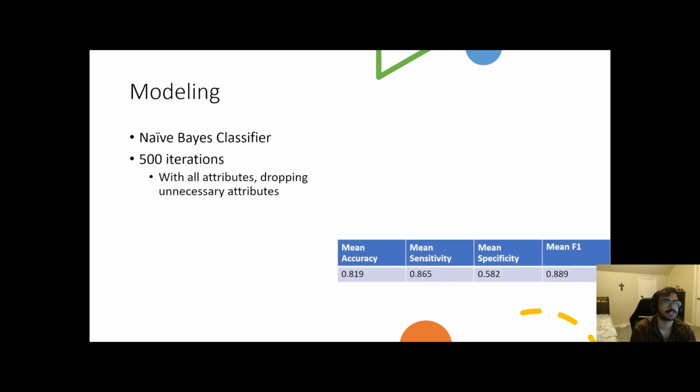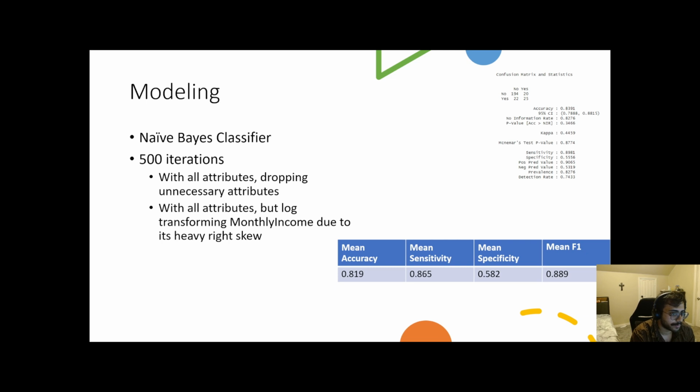I decided to pursue, as I mentioned earlier, the naive Bayes classifier, and I did it for over 500 iterations. First, I decided to drop all the unnecessary attributes which I had mentioned in the previous slide, and I got an accuracy of 81.9, sensitivity of 86.5, specificity of 58.2, and a mean F1 of 88.9, because these were calculated over 500 iterations. And that is a look at the confusion matrix of the top of the list that I created to store the 500 iterations.